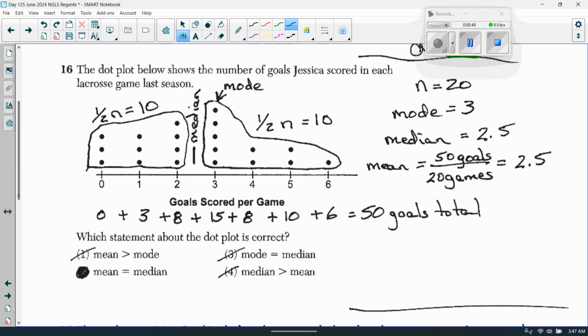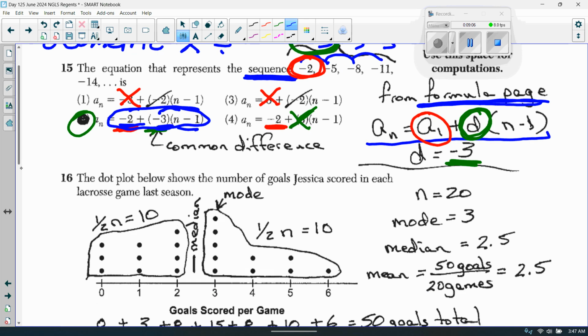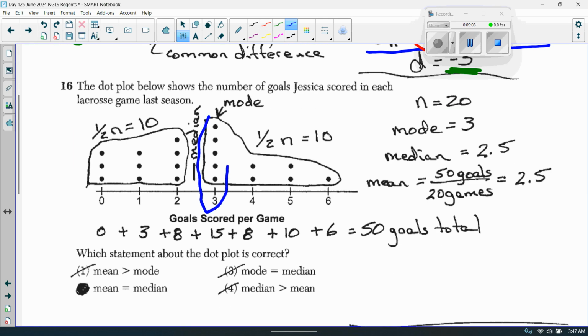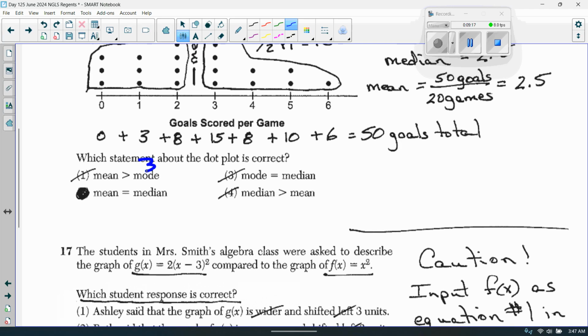Okay, number 16. So 16 is a dot plot. They've been asking a lot of dot plots lately. And they're asking which statement about the dot plot is correct. So you could do this all by hand. Again, the mode is the one that's going to have the most dots. So clearly 3 is the mode because the most dots are at 3. So why don't we write that? Mode is 3, so anywhere I see the word mode, I'm going to write a 3.